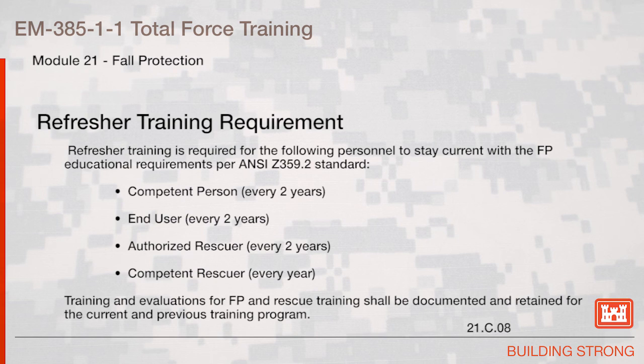Refresher training is required for the following personnel to stay current with the fall protection educational requirements per ANSI Z359.2 standard. Competent person every 2 years. End user every 2 years. Authorized rescuer every 2 years. And competent rescuer every year. Training and evaluations for fall protection and rescue training shall be documented and retained for the current and previous training program.